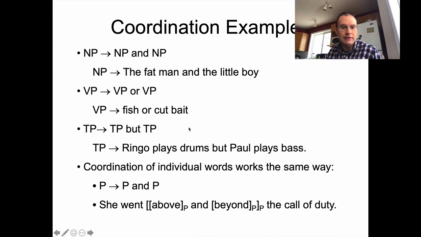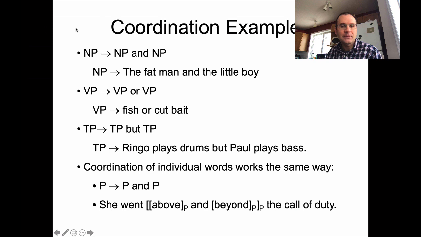And the coordination of individual words works the same way. So it's at a lower level, but you can say she went above and beyond the call of duty. So this functions like a preposition in this sort of syntactic context, but there's two prepositions embedded in it with the word and conjoining the two.